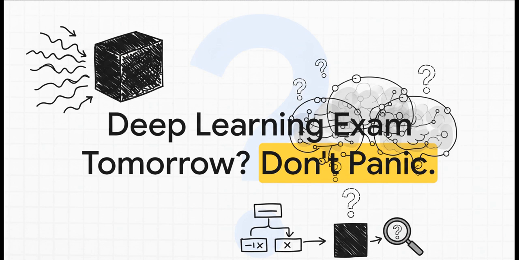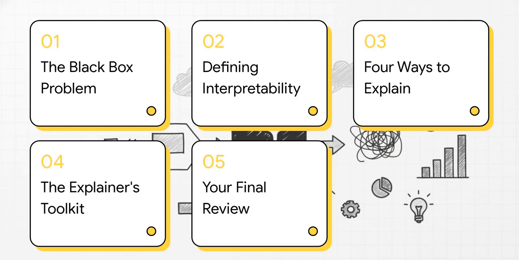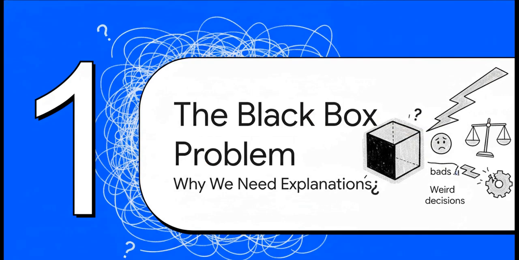Let's unpack it. So here's our game plan. We'll start with why this black box thing is such a big deal. Then we'll get our key terms down. After that, we'll cover the 4 main ways to explain these models, look at the actual tools you use, and then we'll wrap up with a final review sheet to lock it all in. All right, let's dive right into the core of the issue.